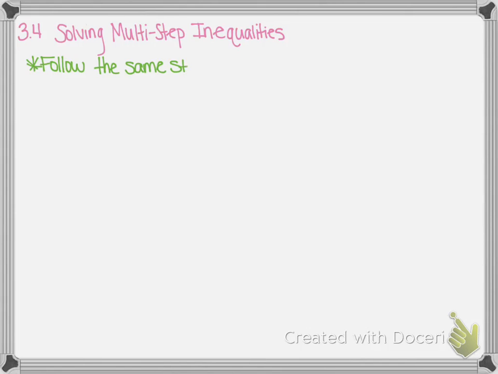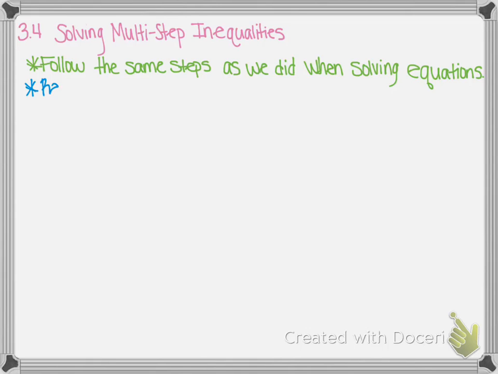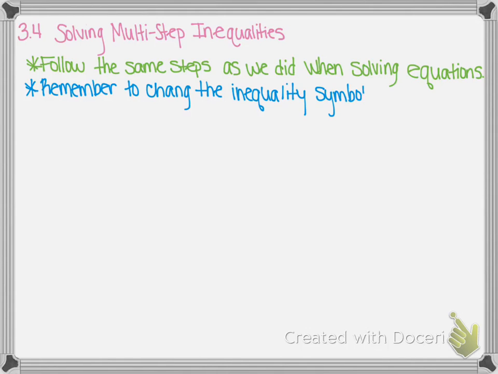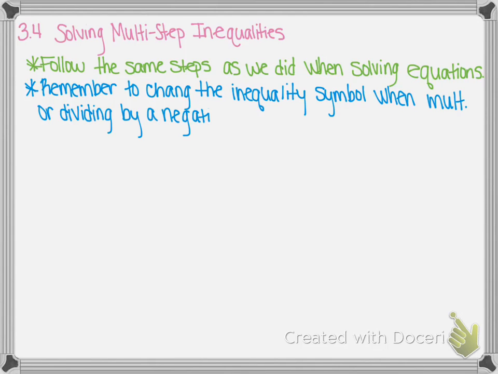So the first thing is follow the same steps as we did when solving equations. Only difference is to remember to change the inequality symbol when multiplying or dividing by a negative number. So when you have to multiply both sides or divide both sides by a negative number, that's when you need to change the inequality symbol. Looks like there needs to be an E in there.